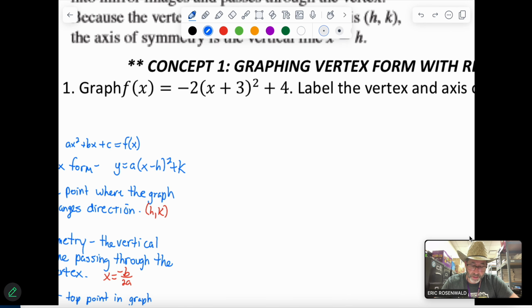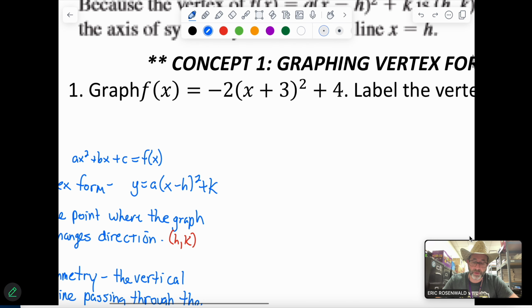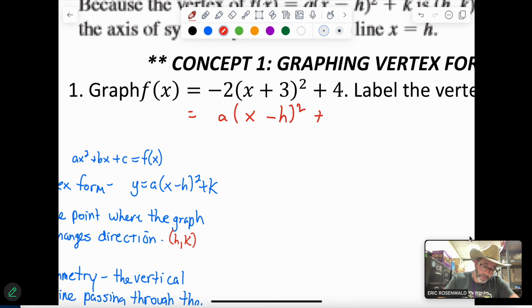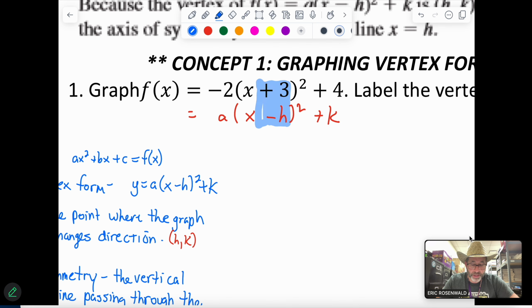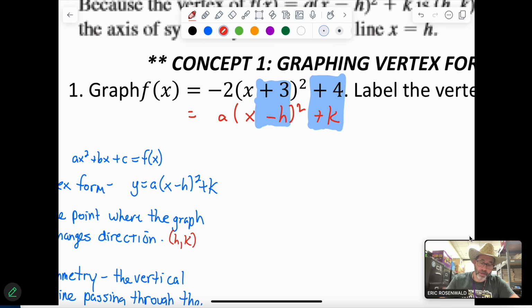When we look at this right here, this is currently in that standard vertex form, where it's equal to a times x minus h squared plus k. Since this is the standard vertex form, we're going to pull the vertex directly out of the information that's given to us. This right here is going to get pulled out and is going to be my h, and this right here will get pulled out and this is going to be my k. Now, one thing to remember is that whenever we're looking at this, this value is always directly given.